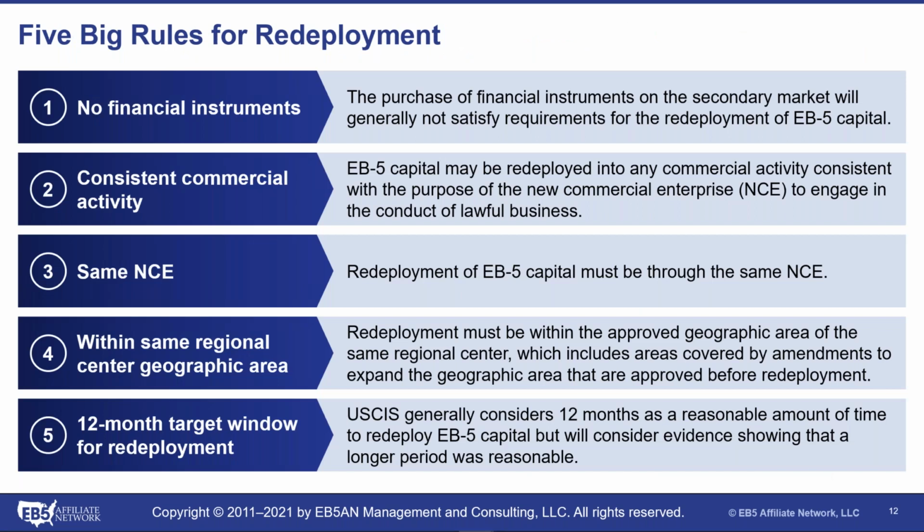Okay, and so we'll spend a minute just quickly going over what those rules are in detail. So first, generally, financial instruments cannot be purchased. Second, EB-5 capital must be redeployed in a commercial activity that's consistent with what's been happening previously with the NCE, which generally just means any type of activity. That's pretty general. Then third, same NCE.